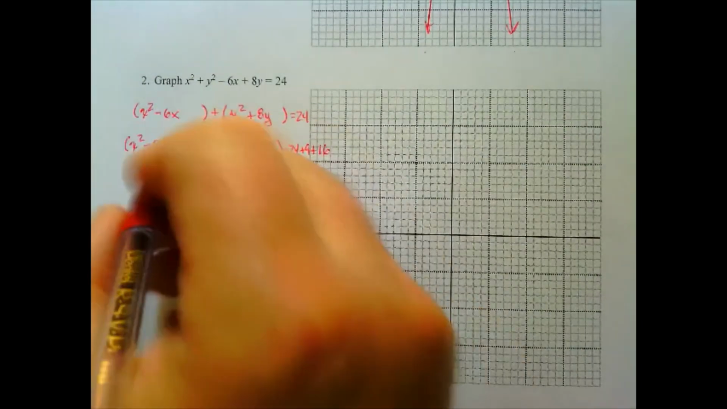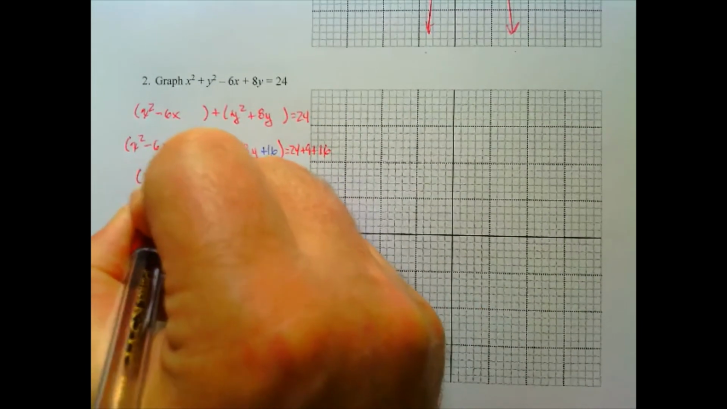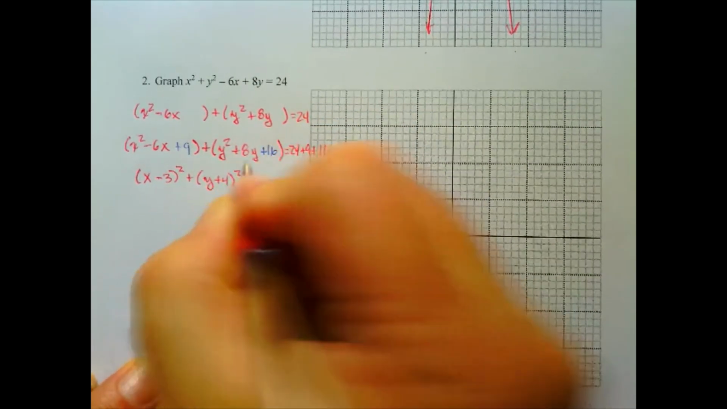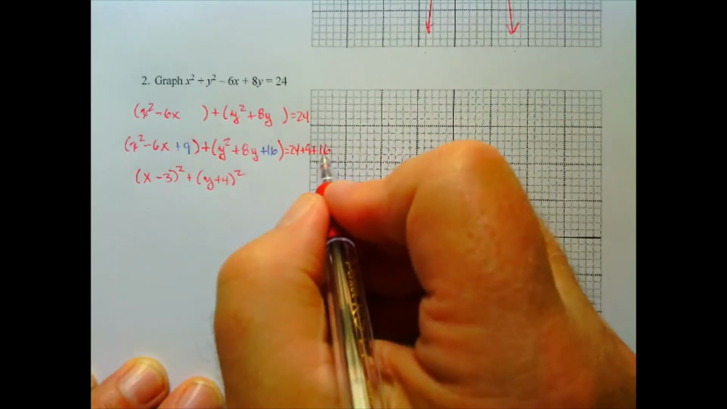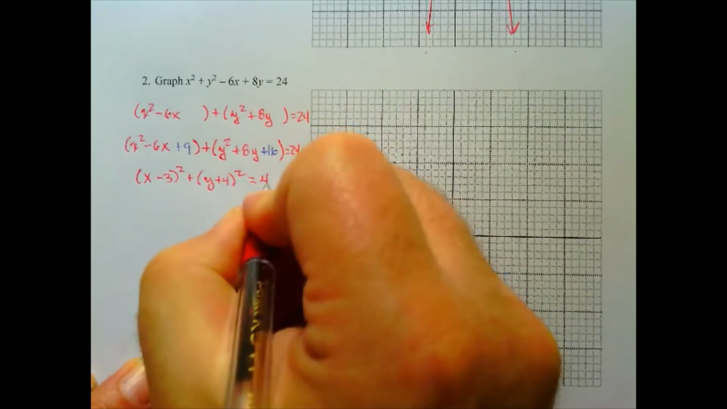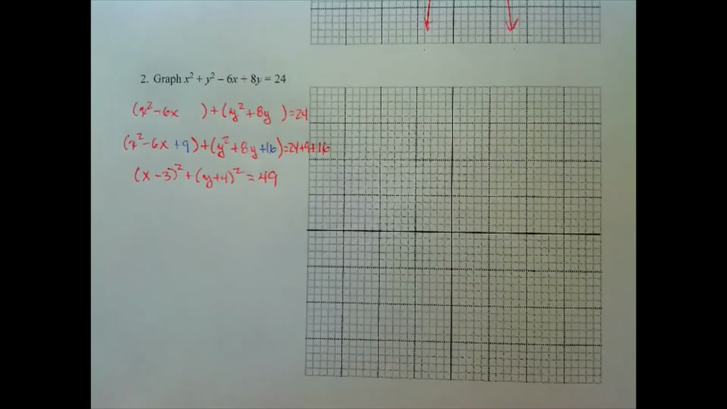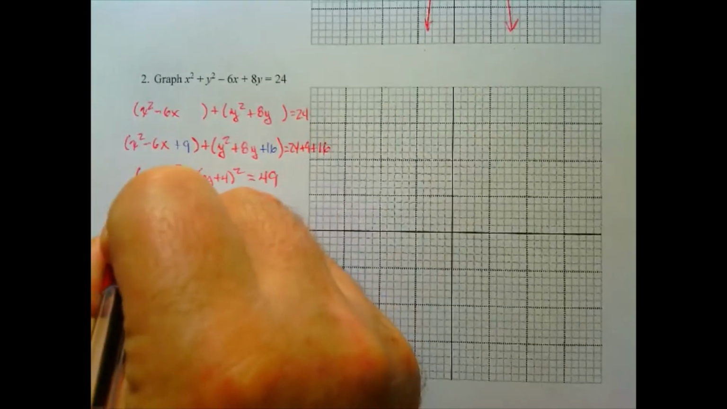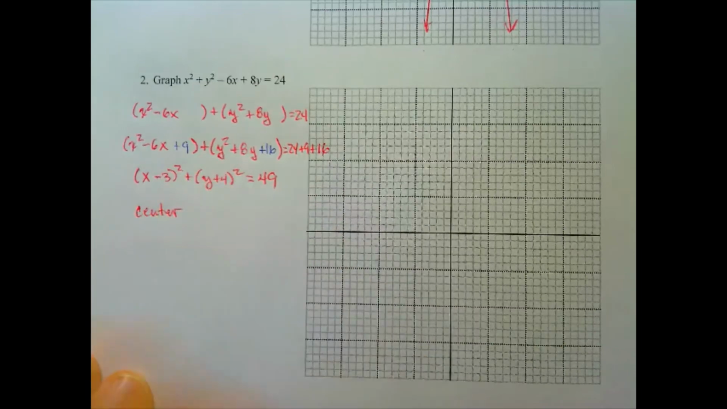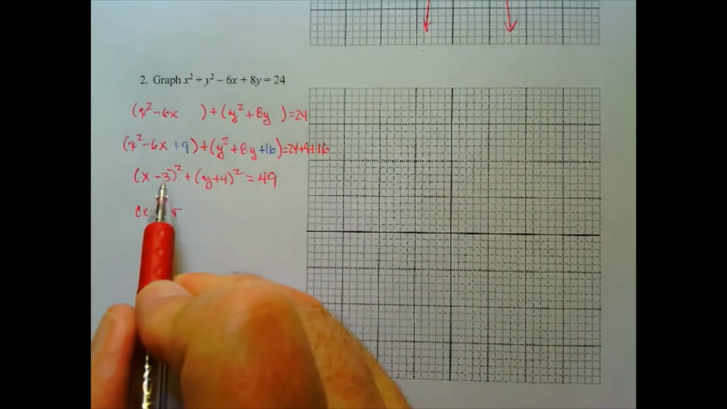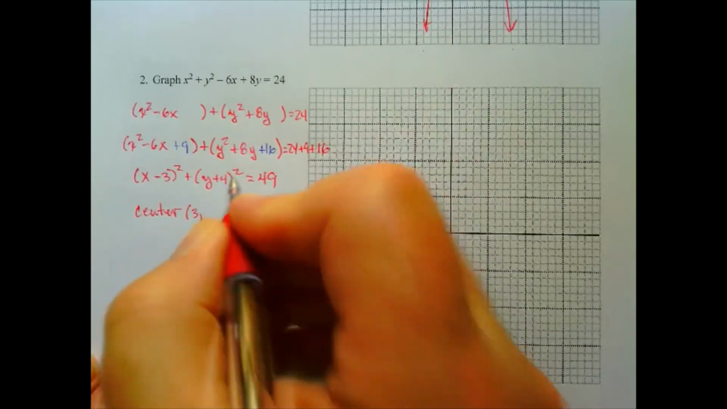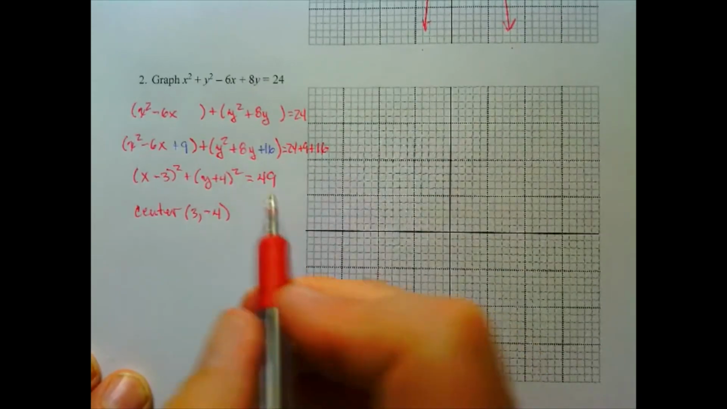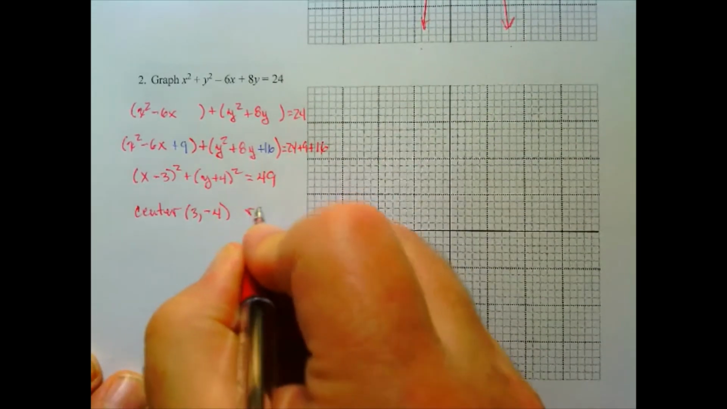So this part here gives me x subtract 3 squared. This y plus 4 squared. 24 and 9 and 16 is 49. So now we have the equation for a circle written in center radius form. The center will be the opposite of what's inside the parentheses. So opposite of negative 3 for the x, opposite of the plus 4 for the y. There is our center. This represents r squared, and so r will be 7.